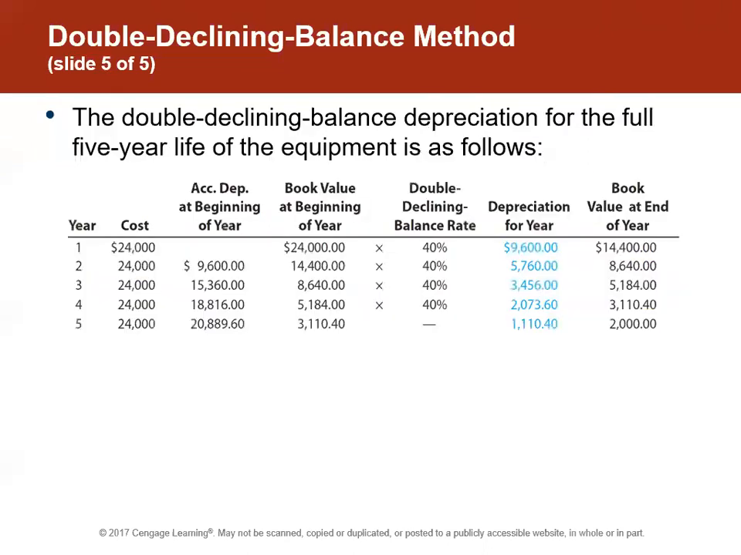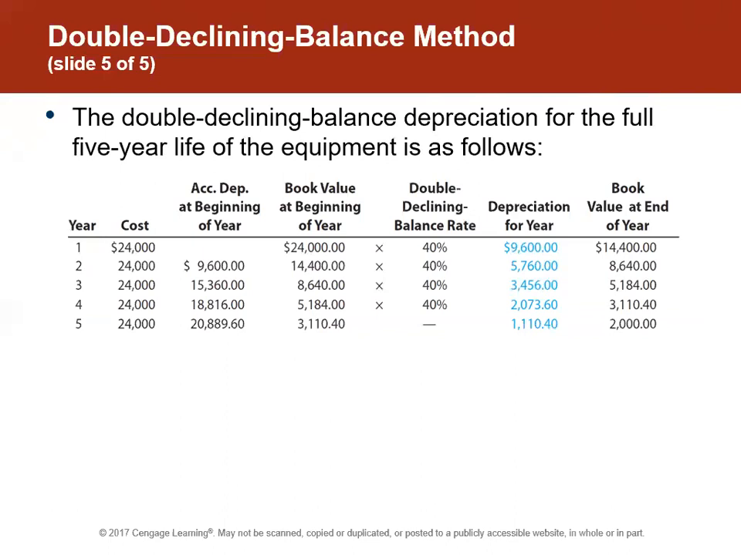And here it's showing the depreciation schedule based on double declining. So, you know, in year two, we have a new book value of 14,400 times 40%. So depreciation for that year is 5,760. We subtract that off of the 14,400. So it has a new book value of 8,640. And then you just do it again and again.